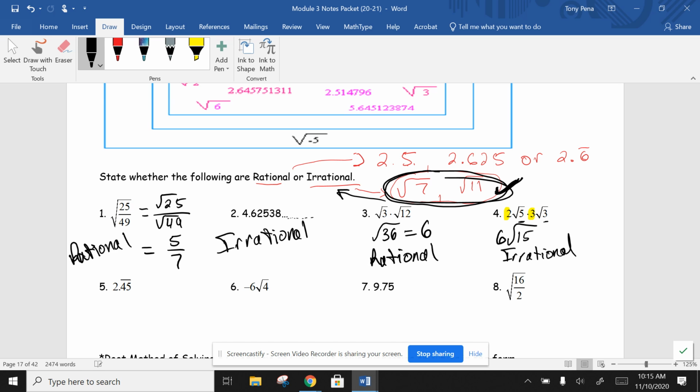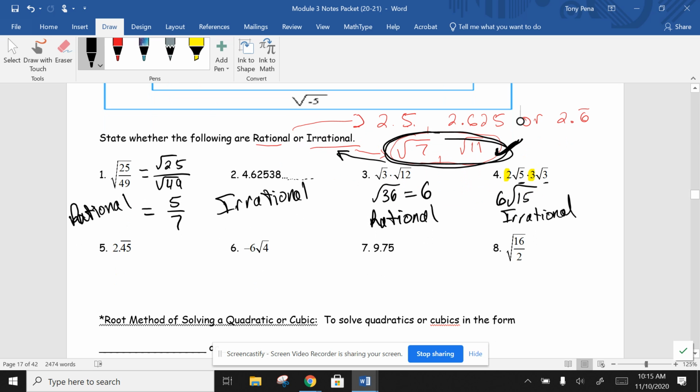Okay. All right, now number 5, see this little repeating bar? Because this repeats, even though it doesn't ever end, as long as it repeats, we would still consider that to be a rational number.